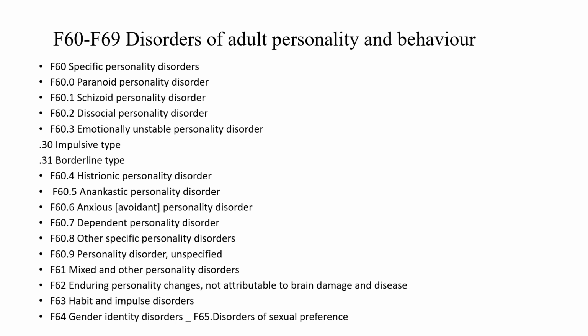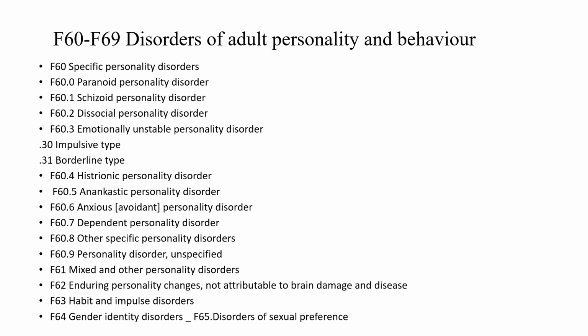And then we have the borderline type. And then after that comes F60.4, which is histrionic personality. Then we have anankastic personality, anxious, which is avoidant personality disorder, dependent personality disorder, and other specific personality disorders. F60.9 is personality disorder, unspecified.